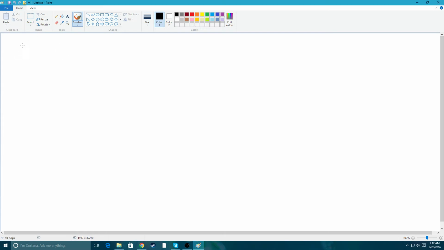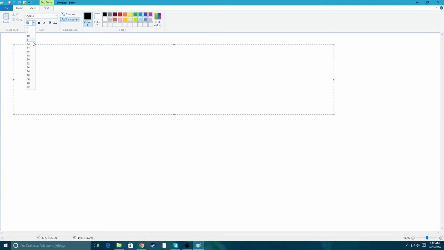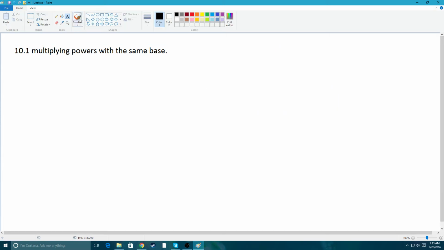So, this video is 10.1. We're going to be working on multiplying with the same base. And I'm sorry if you hear the keyboard so loud because it's a loud keyboard. But it's multiplying powers with the same base. And I'm watching the video, the last one I put in the background, and we're going to see if this works, okay? So, what do we mean by a base, okay?